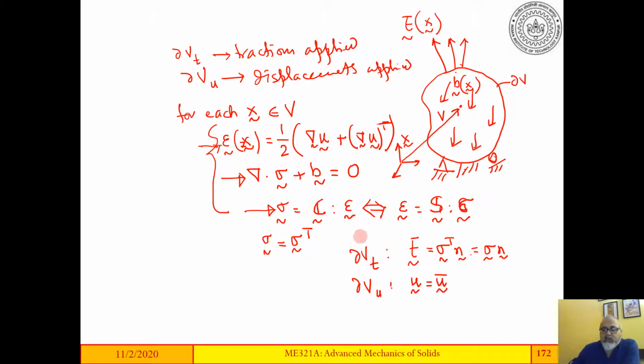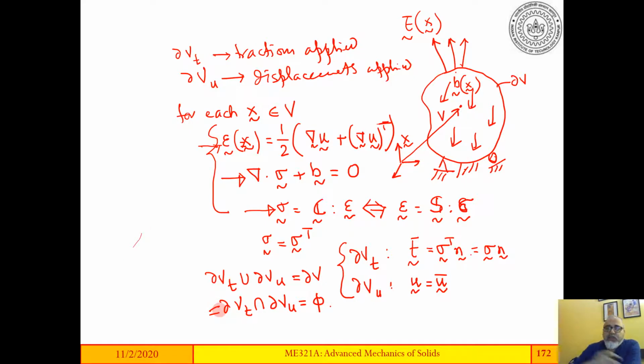For example, some of the u's would be 0 here, some of the u's would be 0 here and here as well. So these are the boundary conditions that are generally specified, and we must have that delta Vt and delta Vu together should make up the whole of the boundary delta V, and delta Vt intersection delta Vu must be equal to the null set. So this means that at no point on the boundary can you specify both tractions and displacements. That would be an overspecification. Whereas this implies that at all points on the boundary, either one of them must be specified. You cannot have a point on the boundary where none of them are specified. One of them has to be specified, and at no point can both of them be specified. That's the meaning of these two statements. So this forms the complete description of a problem in linear elasticity.